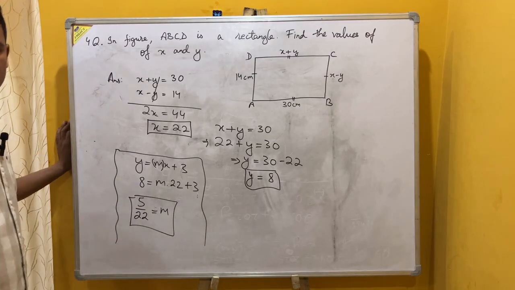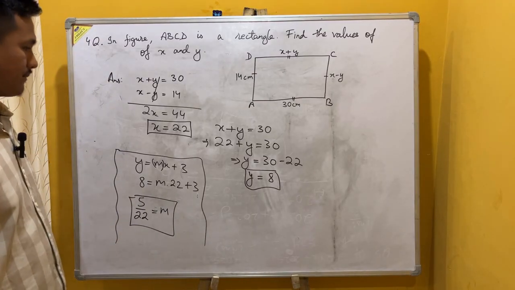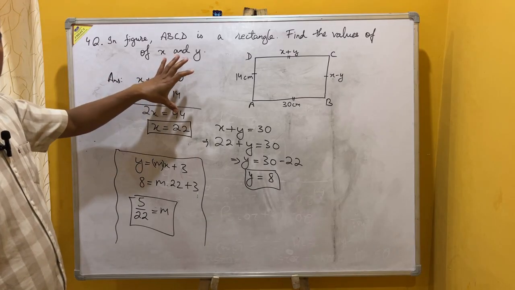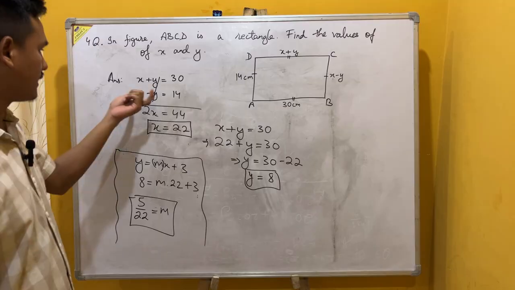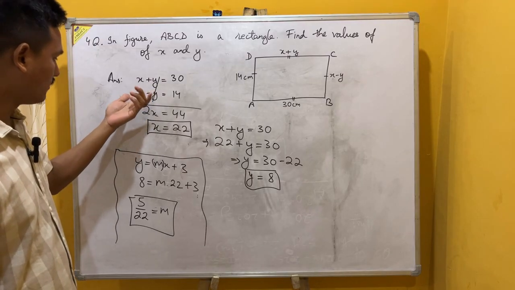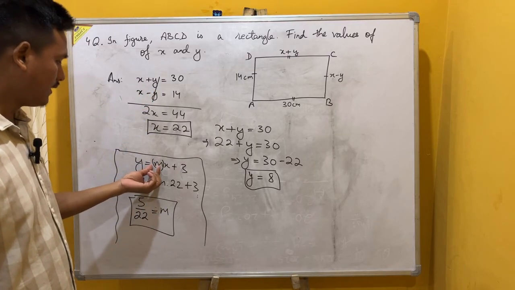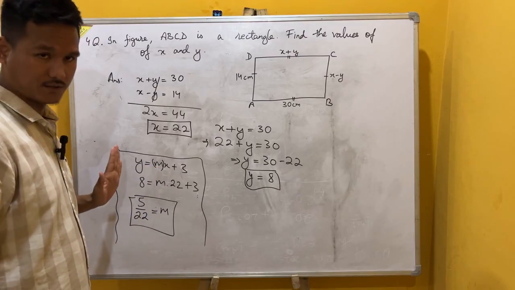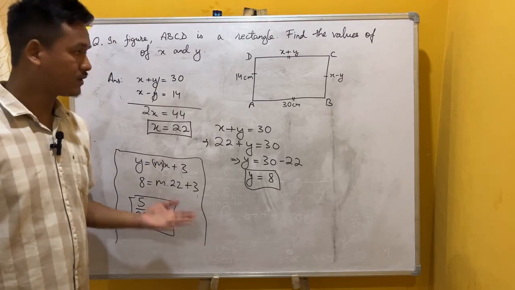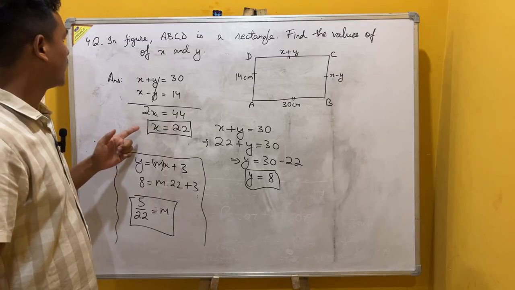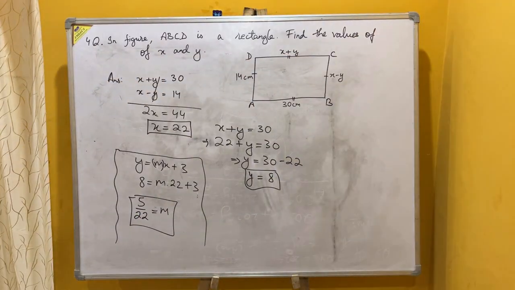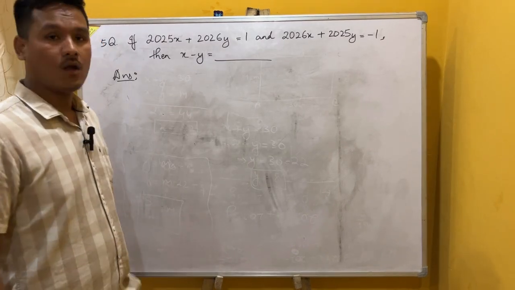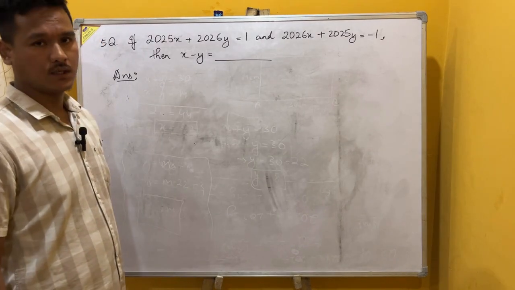This kind of question can also come in the exam where a pair of linear equations is given. After solving them and finding the values of x and y, we'll have to put those values into something else and find an unknown like m here. So I hope you understood this question. We'll do another one.